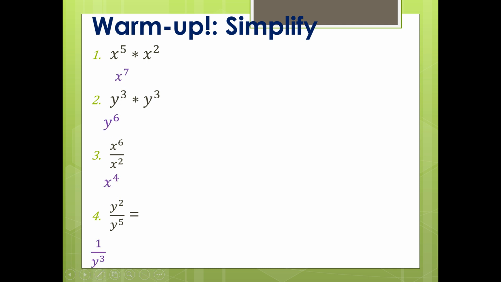That last one is a little bit, I don't think tricky, but you just got to remember our smaller exponent was on the top. Again, you can think about it like this, where you have 2 y's on the top and 5 y's on the bottom. So if you divide through, you will have 3 y's left over, but they will be on the bottom. So that's why you need that 1 as a placeholder.